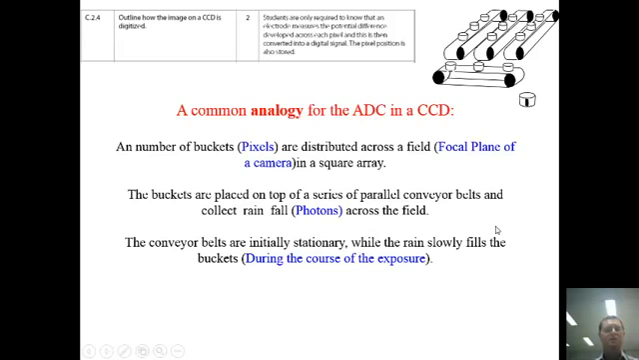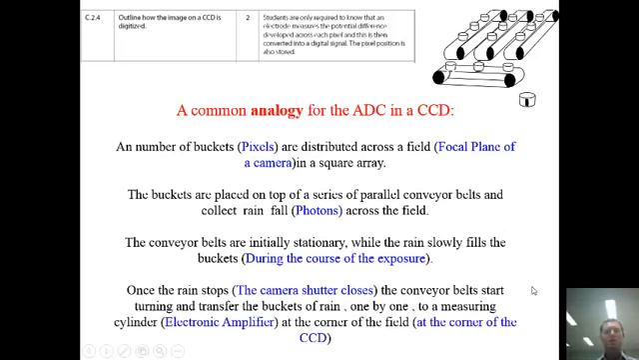The conveyor belts are initially stationary while the rain slowly fills the buckets. So this is the exposure time. Okay. So depending on how long the exposure is, more rain is collected. So that's like more photons being collected. Once that's over, then the camera shuts, and then we need to process this information which has been collected.